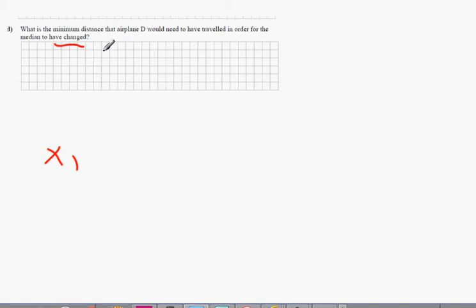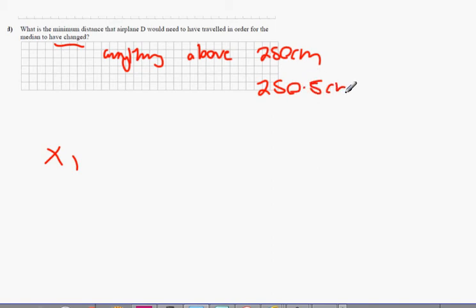So, therefore, what's the minimum distance? I'd say anything above 250 centimetres. Technically speaking, they're rounding it off to the nearest centimetre, so you might say 250.5. Or do you have to say below 330? No, because if you get the highest score, the median has still changed. Oh, sorry, no. The minimum distance. Minimum. Okay. So you don't want 330, you just want to beat the median.